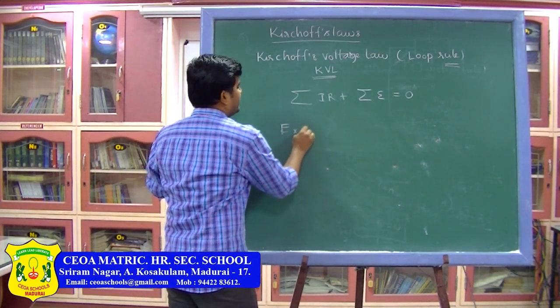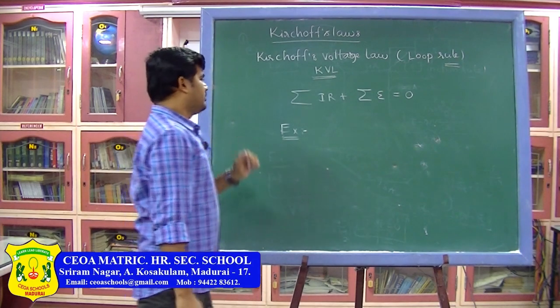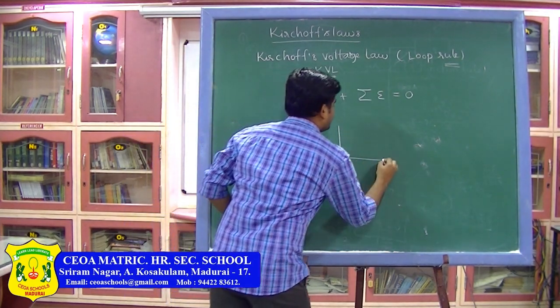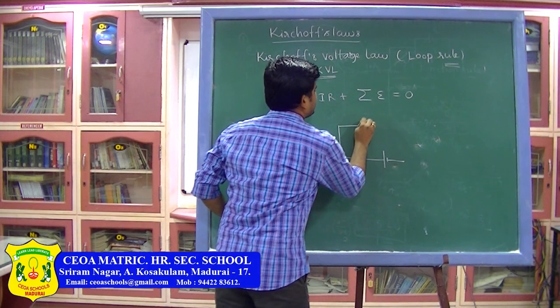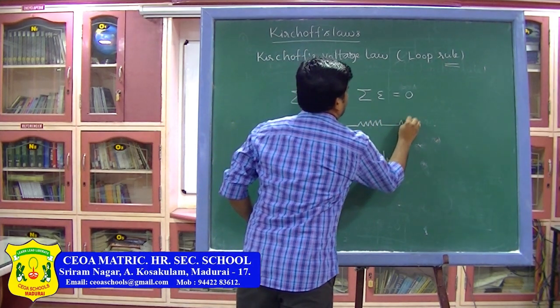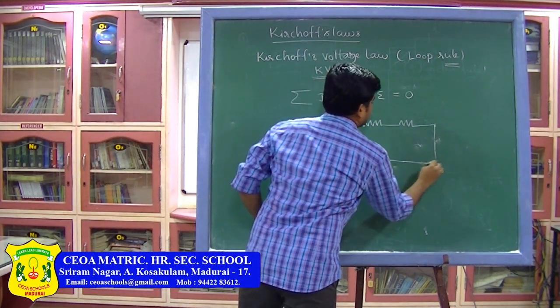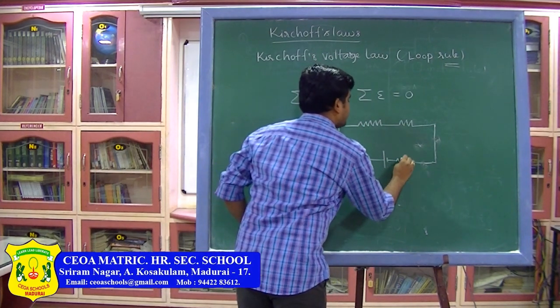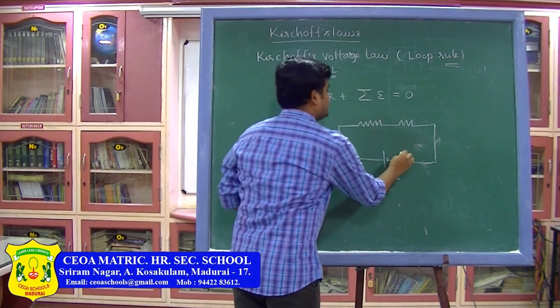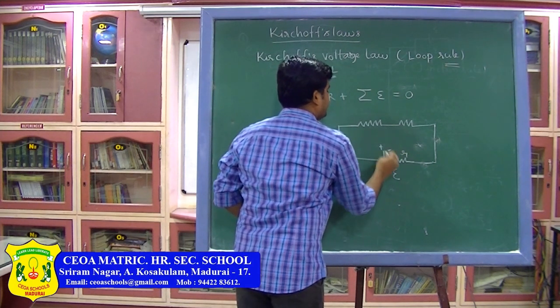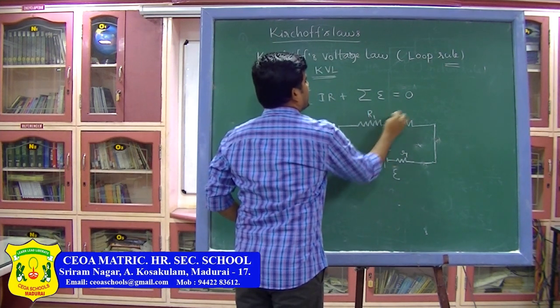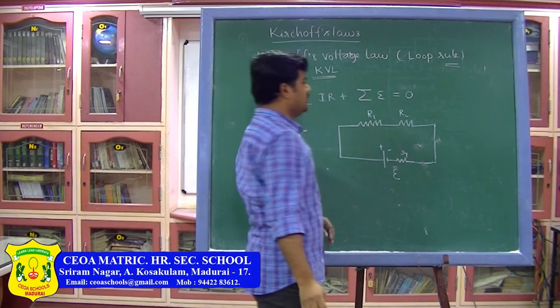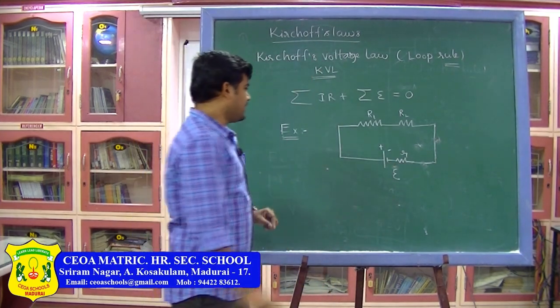Let us take one simple circuit. The circuit has two resistors R1 and R2, which are connected in series to a battery of EMF E and internal resistance, say small r. So this is the circuit, this is small r, EMF E, and resistors R1 and R2. First, find the current direction.